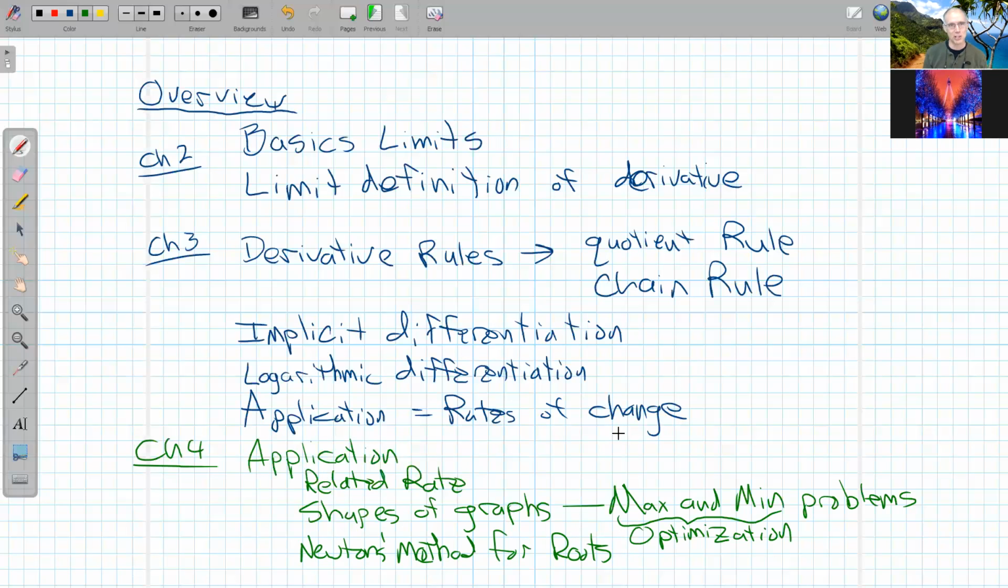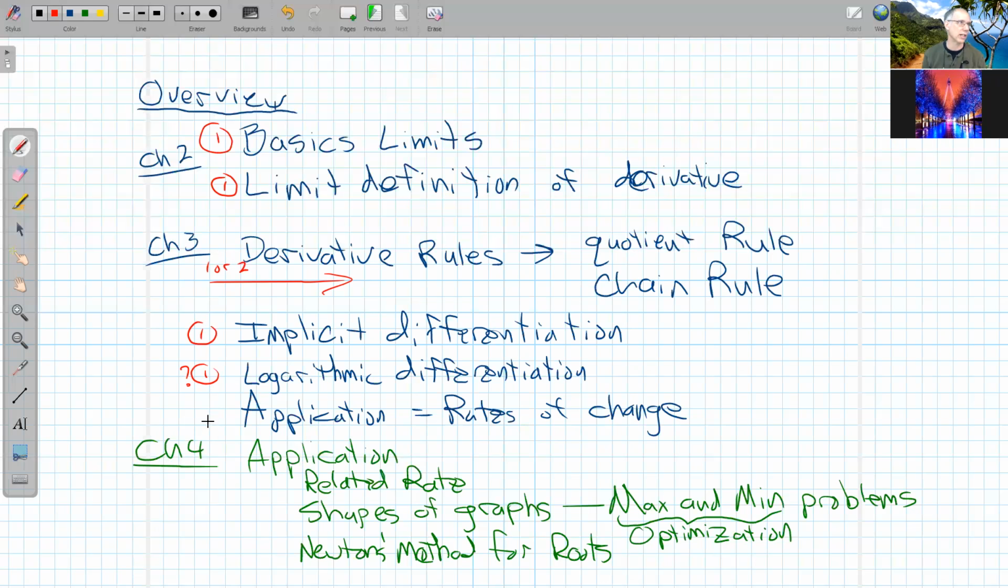I wouldn't give you a 60 question one. So I would expect to see one question about basic limits, one question about the limit definition of the derivative, one or two questions about derivative rules like quotient and chain rule, at least one question about implicit differentiation, maybe a logarithmic differentiation problem, definitely a rate of change problem.